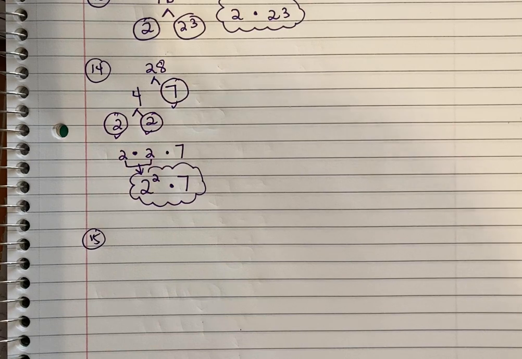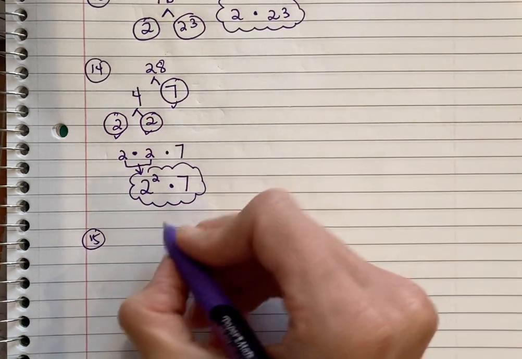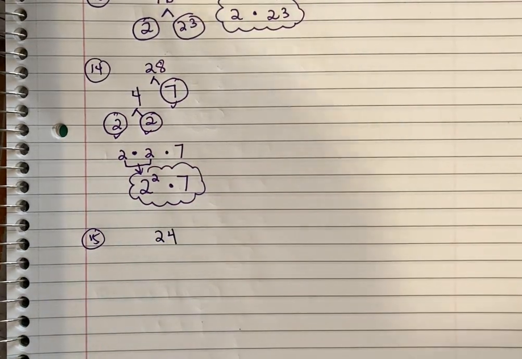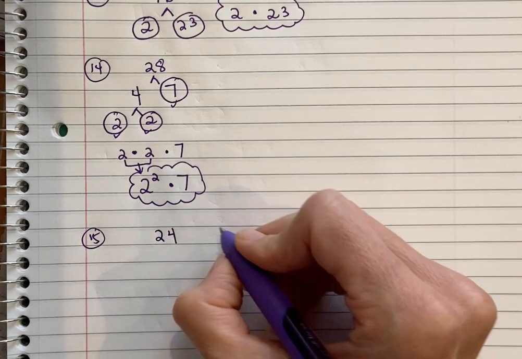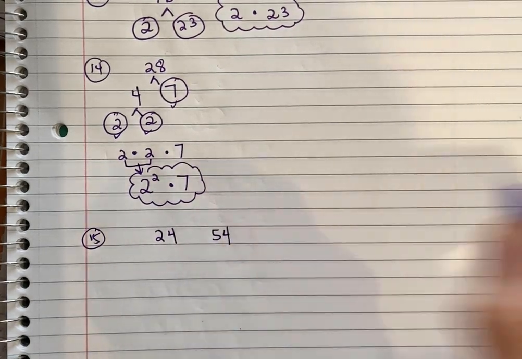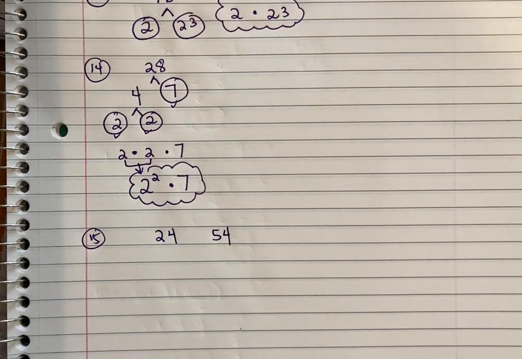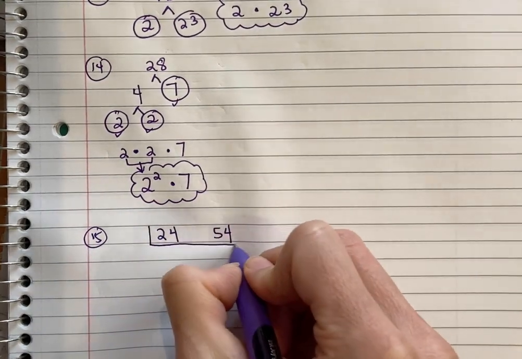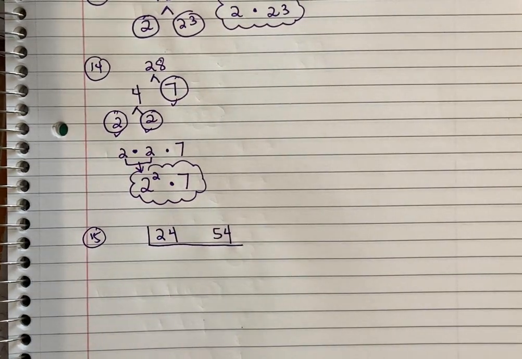15 asks us for the GCF, greatest common factor, using lists of factors. And we talked about in our lesson, you can use whatever strategy you want. I don't like to just list factors, so I'm not going to show that strategy. I don't think it's very effective. So my numbers are 24 and 54. Okay, now I prefer the ladder method. You can choose whatever method you want.